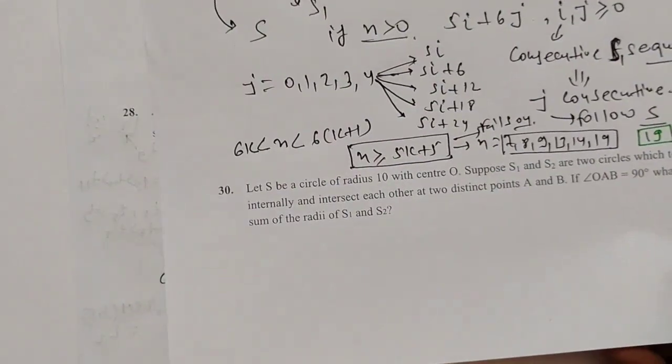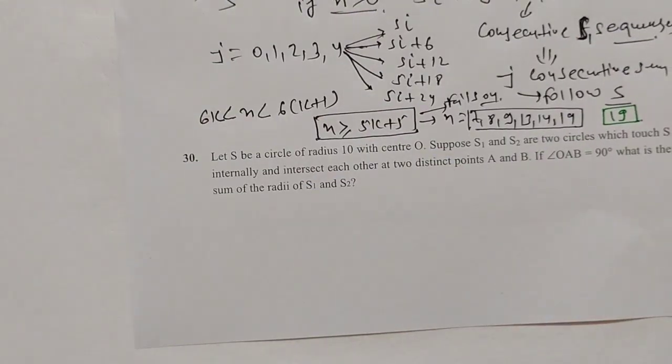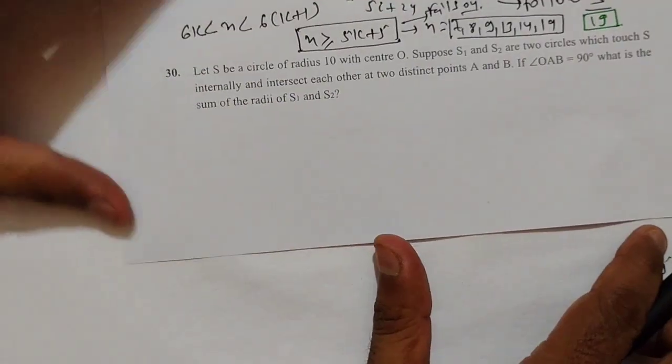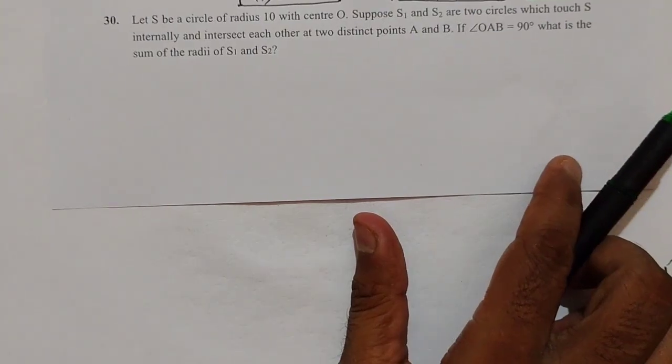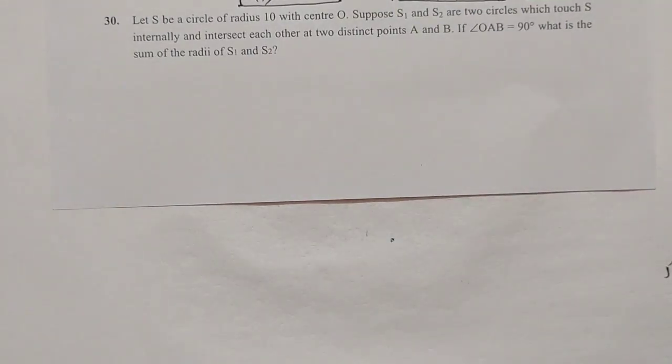Now problem number 30. In this problem, let S be a circle of radius 10 with center O. Suppose S1 and S2 are two circles which touch S internally and intersect each other at two distinct points A and B. If angle OAB is equal to 90 degrees, what is the sum of the radii of the two circles S1 and S2?